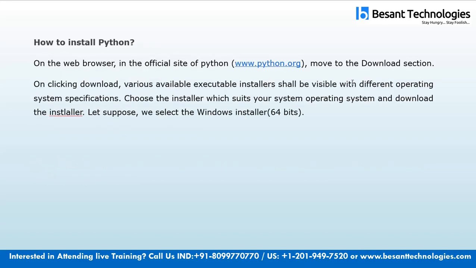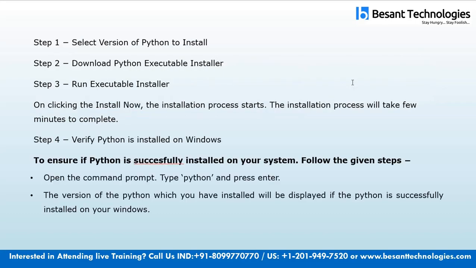How to install Python? You go to the official site www.python.org. According to your operating system, you download the Python app and then install. What are the steps involved to install Python in Windows? First step, select the version of Python to install. Second, download the Python executable installer from the www.python.org official site. Third step is run the executable installer.